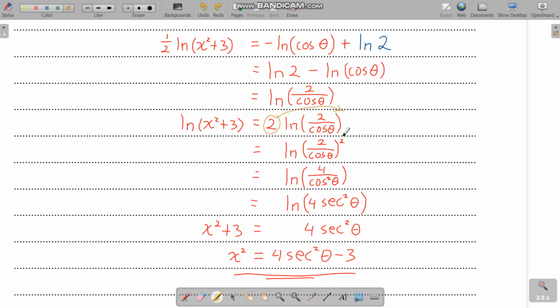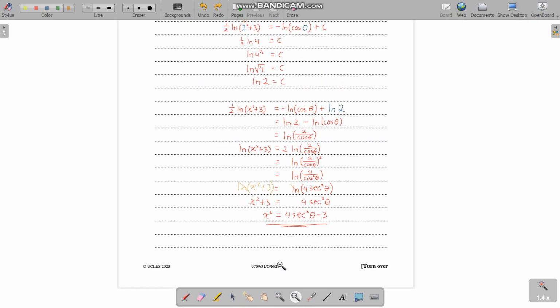We can just move these 2 into the argument first here. So we get squared, and then 2 squared is 4, 1 over cos squared is secant squared. And now because we have ln on both sides, this is actually ln of x squared plus 3, of course, so we can cancel out the ln. We have only x squared plus 3 equals 4 secant squared theta, and finally we subtract 3 and we get x squared in terms of theta.